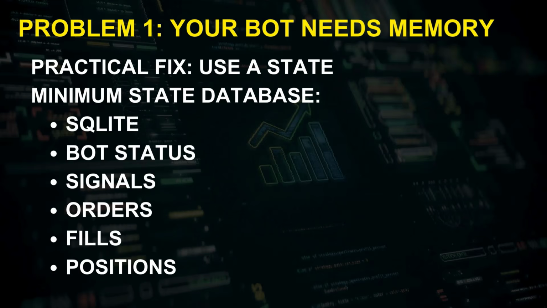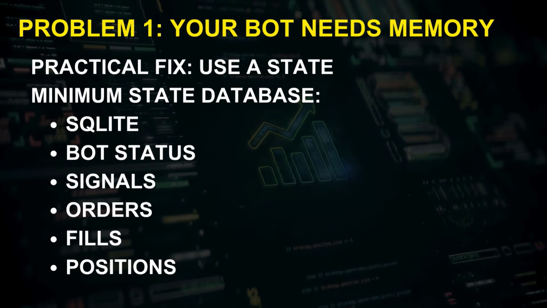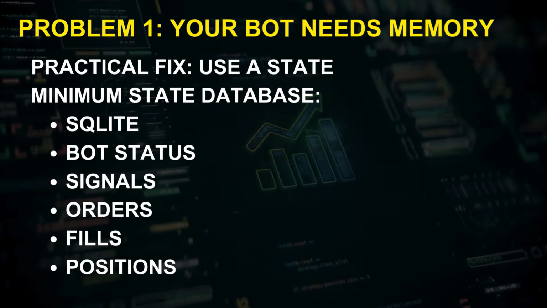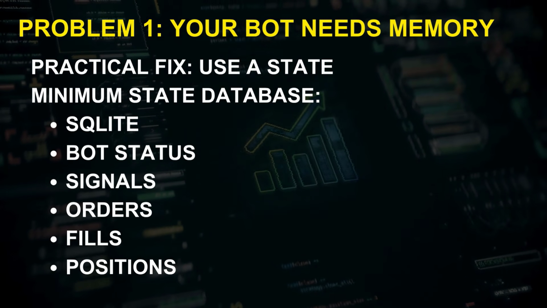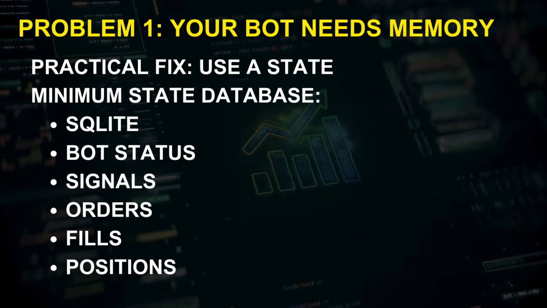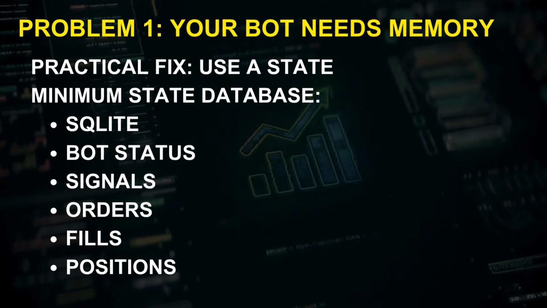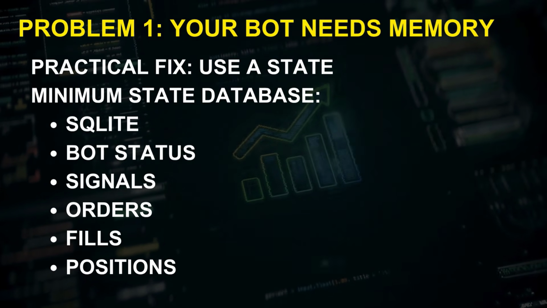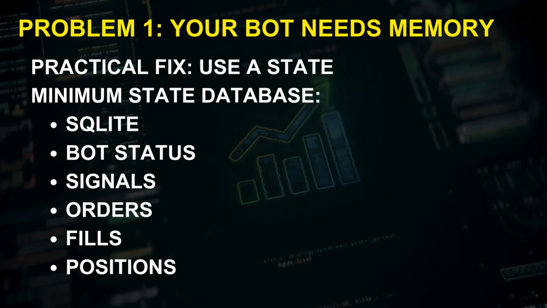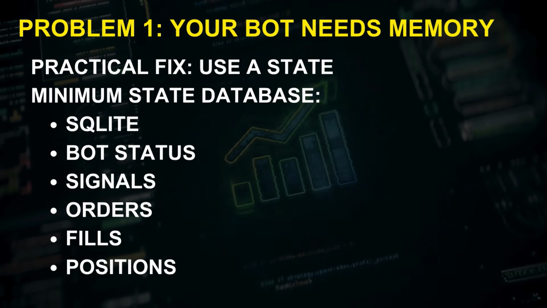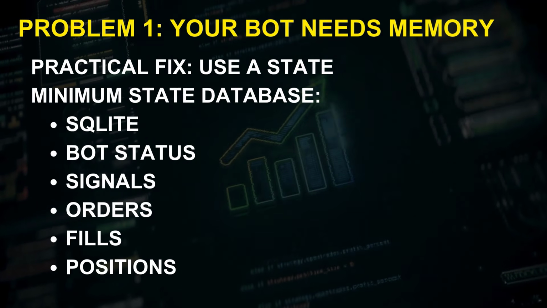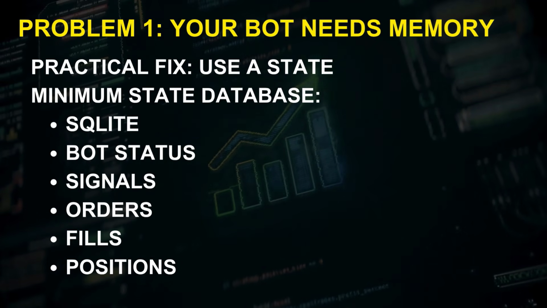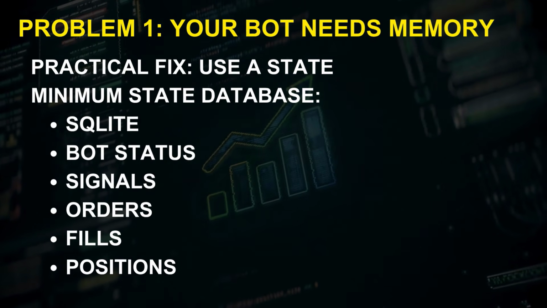So the practical fix? Use a state database. This fix is simple. Your bot needs a database. Now, for a local Python trading bot, SQLite is a very sensible starting point. You do not need an enterprise database from day one. Use it to store the current bot state, latest Renko values, signals, orders, fills, rejected orders, position status and heartbeat, and the bot should be able to restart and immediately know what it's doing.